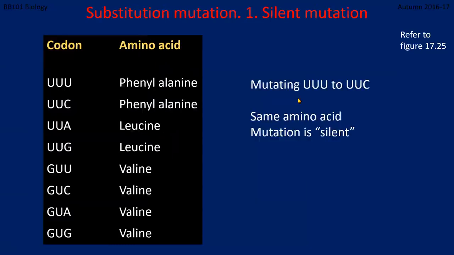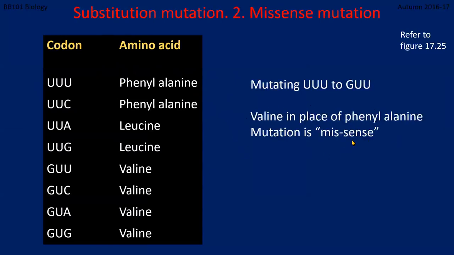But the interesting thing is, let's say if there is a mutation. This is the third position over here, and if in the third position, which is called the wobble position, this particular uracil is mutated to adenosine, then the codon will be UUA, but it is still expressing phenylalanine. In this case, the mutation is called silent. As such, there is no difference in the amino acid. That's why the mutation is called silent.